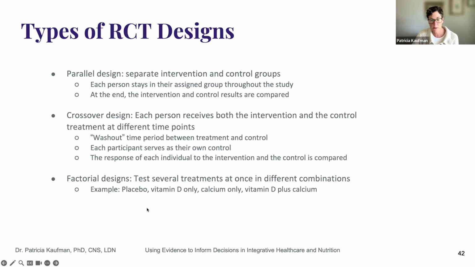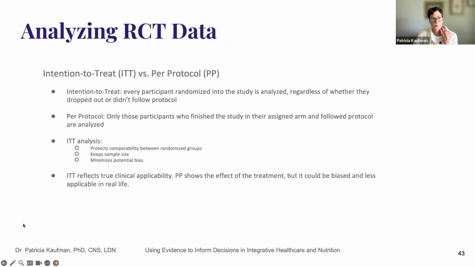A factorial design can get difficult because you're usually testing several treatments at the same time in a combination. For instance, you might have 3 different arms, or 4 different arms. You might have a placebo arm. So say you have 10 people get in the placebo. You might have the vitamin D only arm, which is another 10 people, and then you have the calcium only arm, which is 10 people, and then you have the vitamin D plus calcium. So it can get challenging when you combine 2 different supplements, even though you're doing vitamin D only and calcium only.